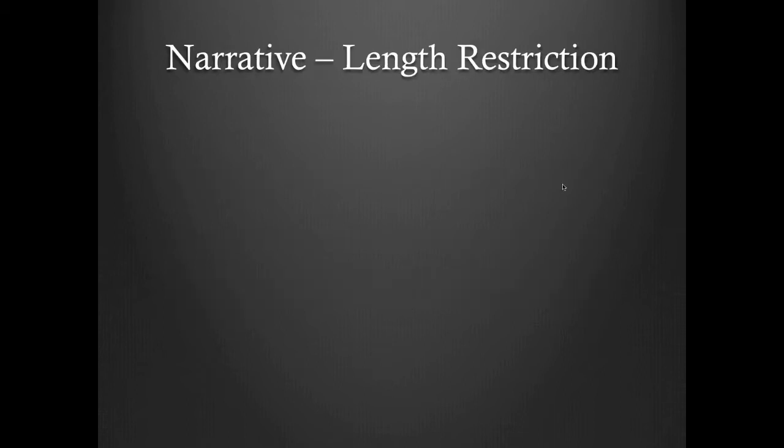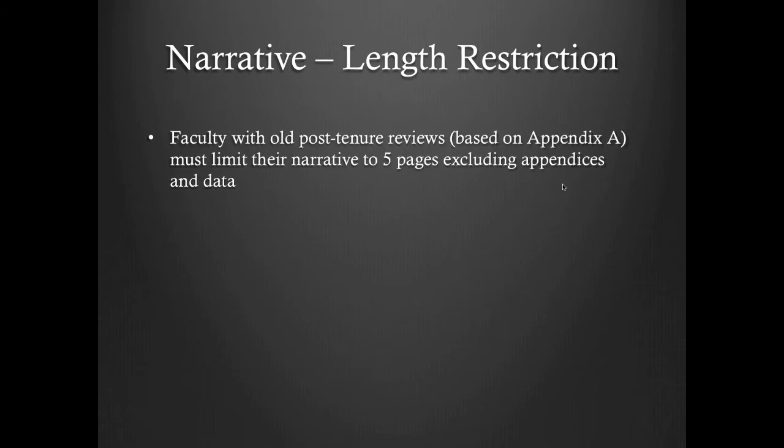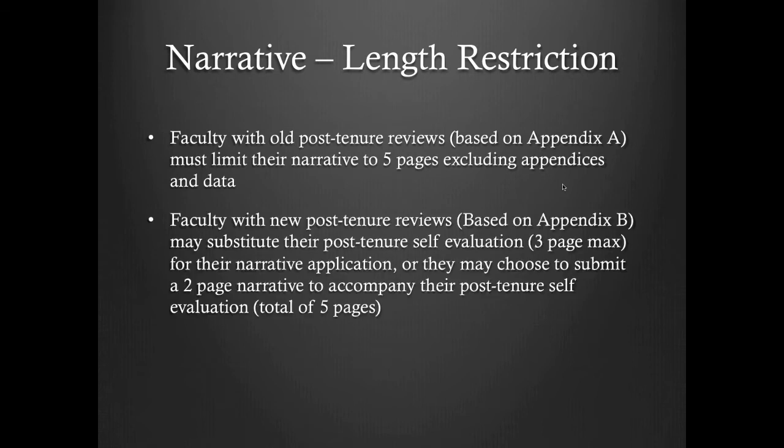The narratives are going to have some length restrictions. Faculty with an old post-tenure review, based on Appendix A, must limit their narrative to 5 pages, excluding appendices and data. Faculty with a new post-tenure review, based on Appendix B, can substitute their post-tenure self-evaluation for their narrative application if they like it that much. Or they can choose to submit a 2-page narrative to accompany their 3-page post-tenure self-evaluation. Either way, old post-tenure reviews or new ones end up with a 5-page maximum, excluding appendices and data.